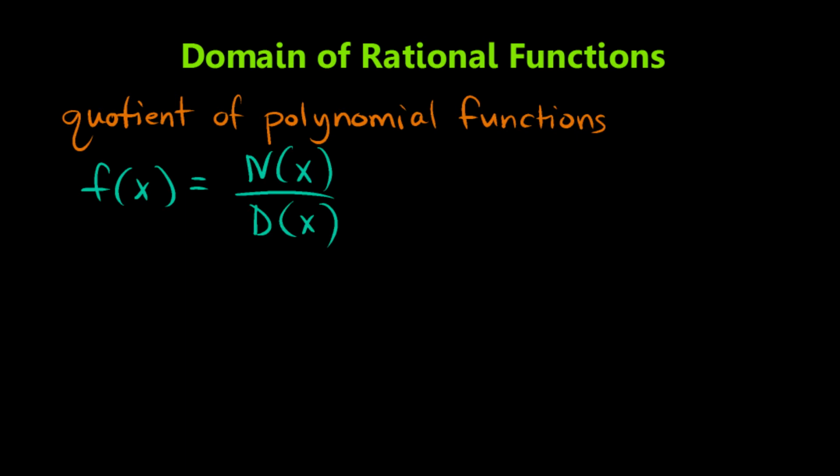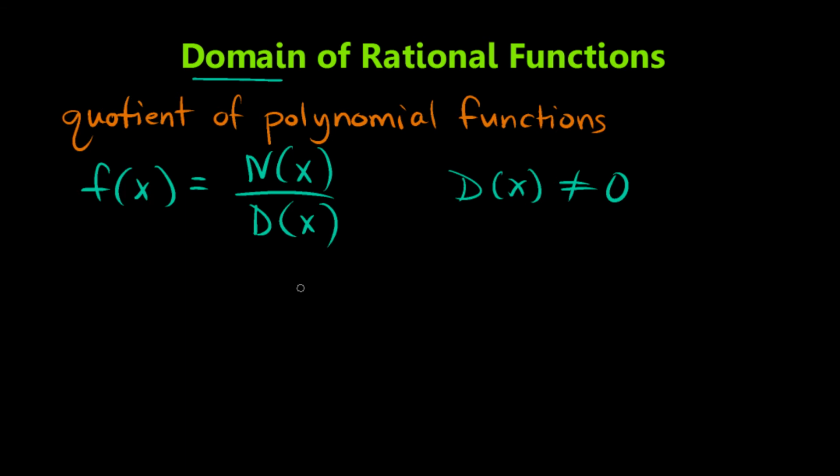Now we can't divide by 0, so d of x cannot equal 0, and that's where we're really going to be getting our domain from: the fact that you cannot divide by 0. So whatever causes the denominator to equal 0 is going to be part of our restricted domain.